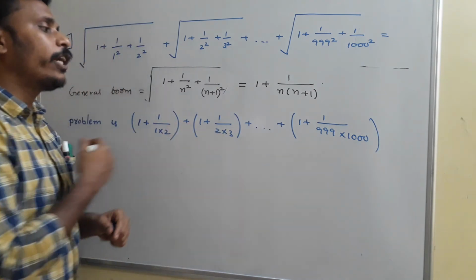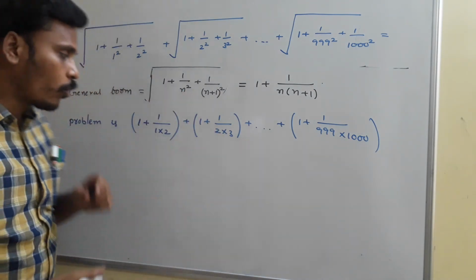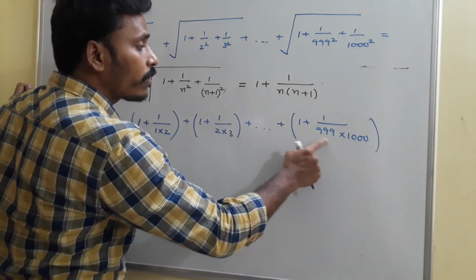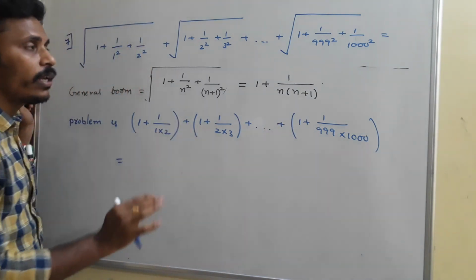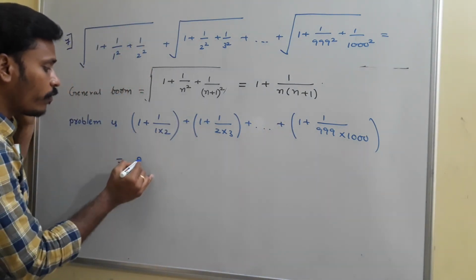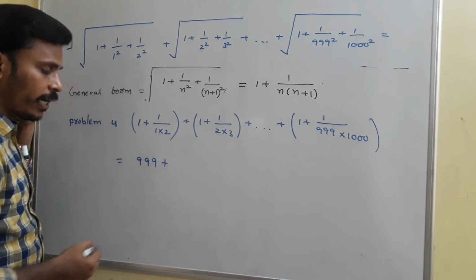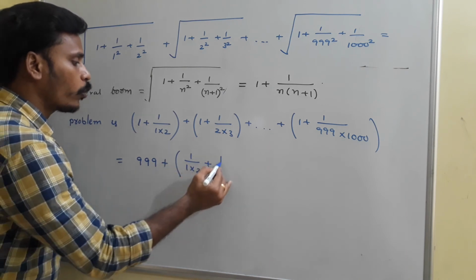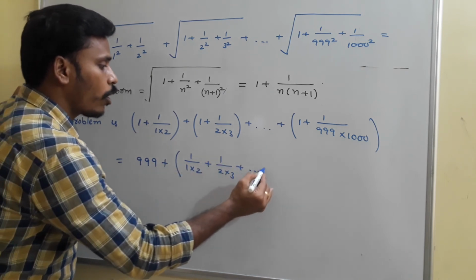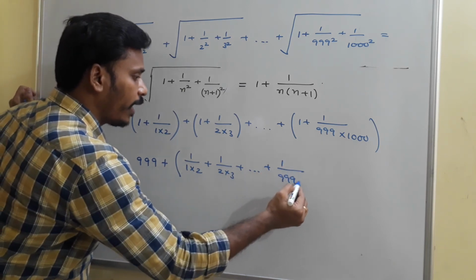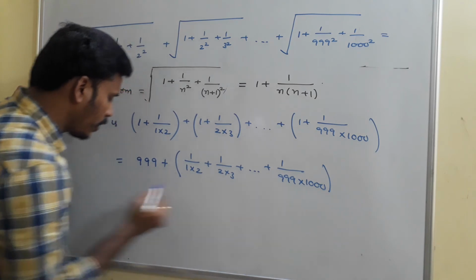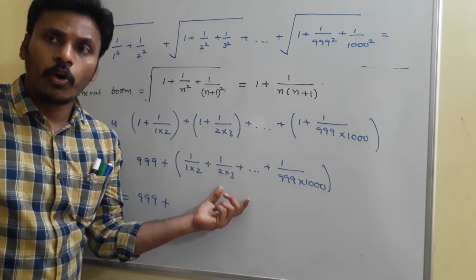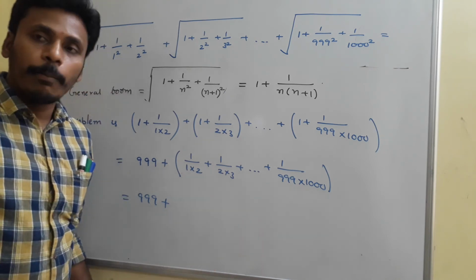At the end, we need to add all these things. 1, 1, 1, 1. If you collect, how many ones will be there? How many terms are there here? Starting from 1 up to 999. So there are only 999 terms. Since we are adding ones 999 times, that is 999, plus 1 by 1 into 2 plus 1 by 2 into 3 and so on, plus 1 by 999 into 1000. And that is equal to 999 plus, and we are very familiar with this simplification, either from the progressions or from the basic fractions.